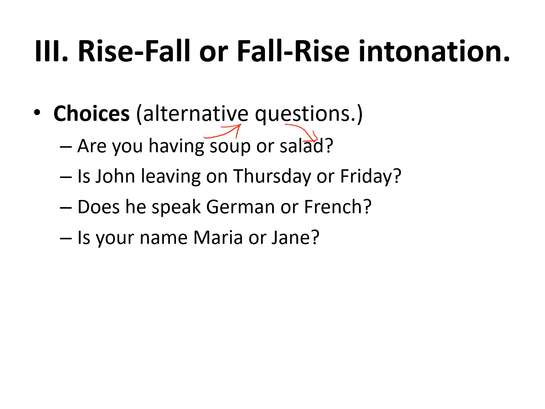Are you having soup or salad? Is John leaving on Thursday or Friday? Does he speak German or French? Is your name Maria or Jane? So these are the examples. Just keep it in your mind like that. When you have two choices in a sentence, the first choice will take rising intonation and the second choice will take falling intonation.